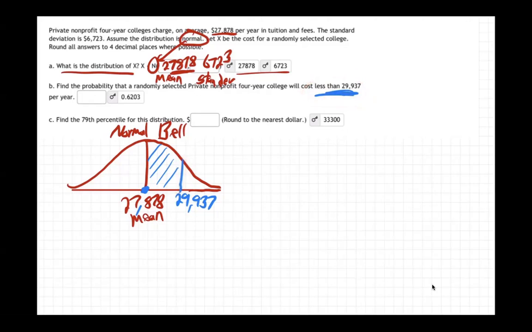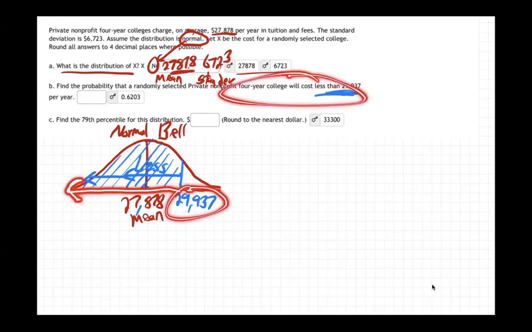Less goes this way. Oh, so I should have extended this. Less is that way, isn't it? Are you tracking with me? It just keeps on going forever that way, right? Because all the colleges this way charge less than 29,937, which is what they asked.